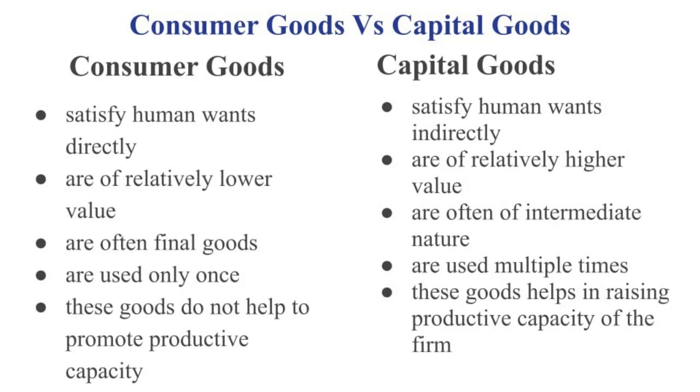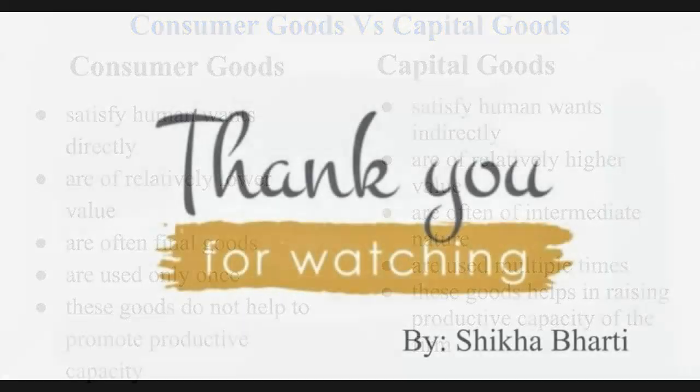So now let's differentiate between consumer goods and capital goods. Consumer goods satisfy human wants directly, capital goods satisfy indirectly. Consumer goods are of relatively lower value, capital goods are of relatively higher value. Consumer goods are often the final goods. Capital goods are often of intermediate nature that help to produce some final goods. Consumer goods are used only once, whereas capital goods can be used multiple times and in a repetitive manner. Consumer goods do not help to promote productive capacity, but capital goods help in raising the productive capacity of the firm.